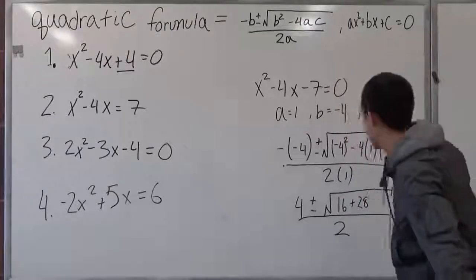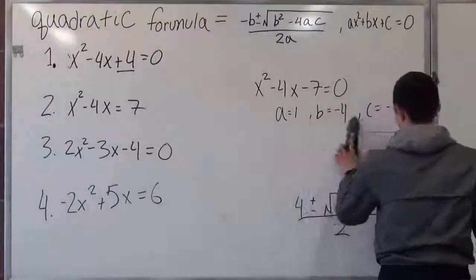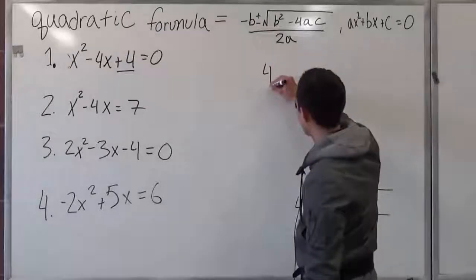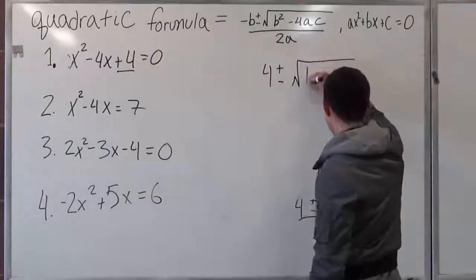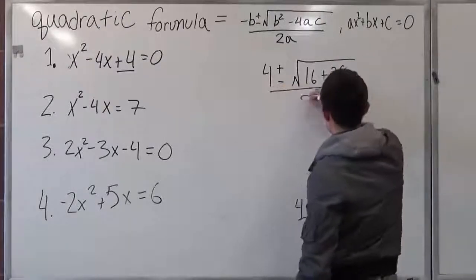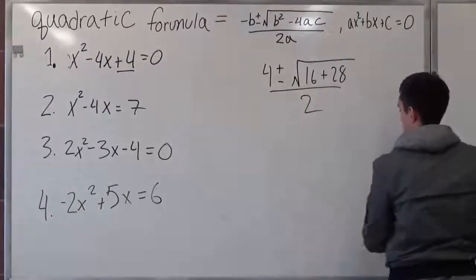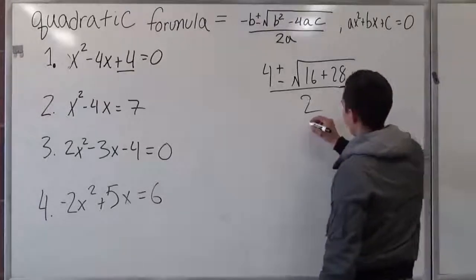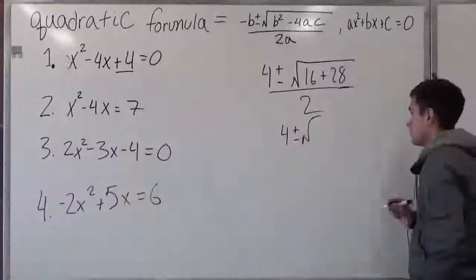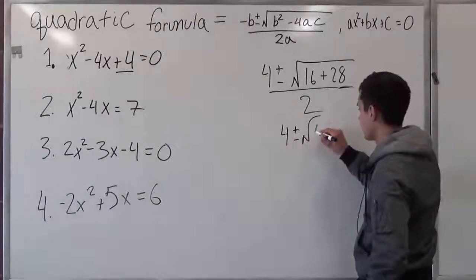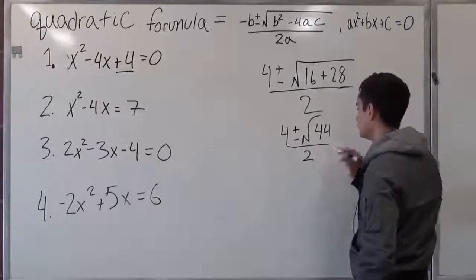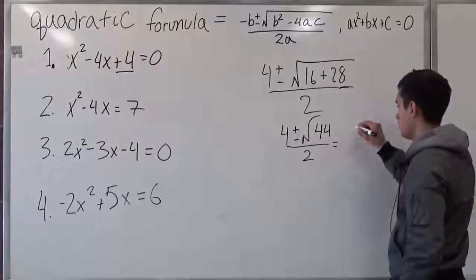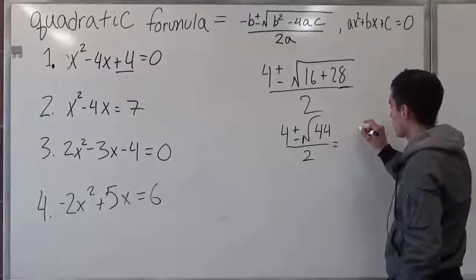We'll just rewrite it. We'll have 4 plus or minus 16 plus 28 all over 2. Now we have 4 plus or minus radical 44 divided by 2. So now we see this radical, and we have to simplify it further. So let's just focus on this radical 44 for a minute.